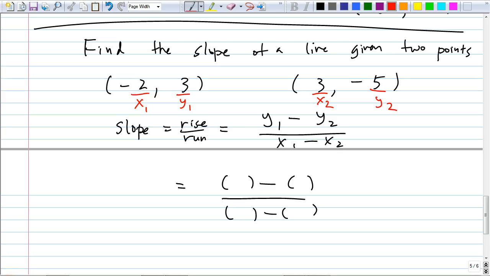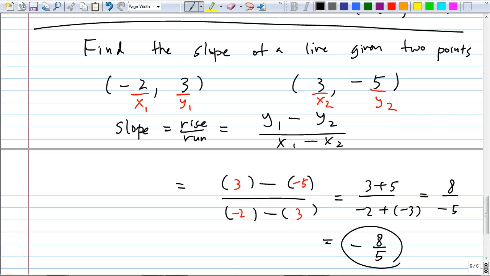So when I plug in here, y sub 1 is 3, and y sub 2 is, now notice this is negative 5, so we have to write negative 5. And your x sub 1 is negative 2, x sub 2 is 3. So then all we have to do is subtract. You get 3 minus negative 5, which is the same as 3 plus 5, over negative 2 minus 3, which is the same as negative 2 plus negative 3, right? Add the opposite when you're subtracting. So you get 8 over negative 5, which is the same as negative 8 over 5, which is the slope of that line. Of course, if you could simplify this fraction, you should always simplify.